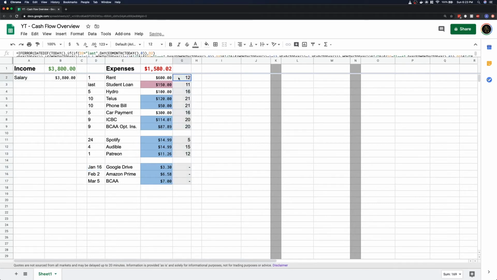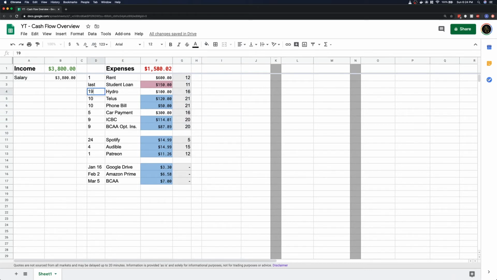And then over here in this column, this is a formula that tells me how many days until the next payment is due. So for my rent, it's due in 12 days, student loan due in 11 days, and so on. So let's say my hydro bill is due today, which is the 19th. That would show this in red, meaning that it's time to pay for my hydro bill. And if it's due tomorrow, let's say the 20th, it'll show in orange just to let me know that tomorrow I have to pay for my hydro bill.